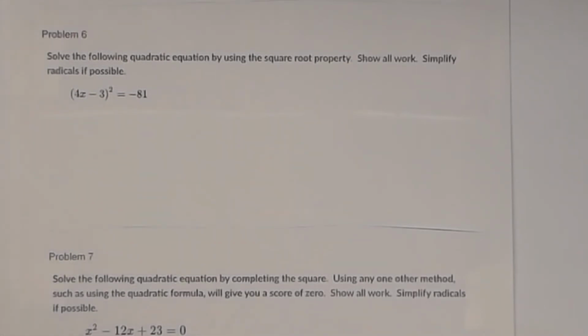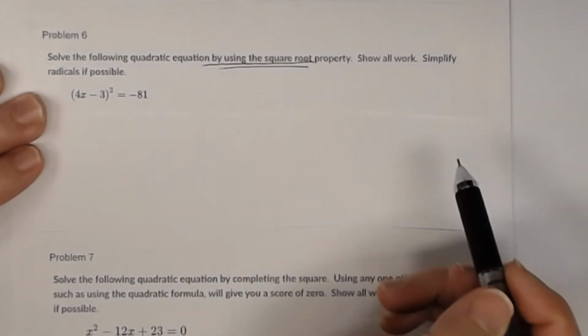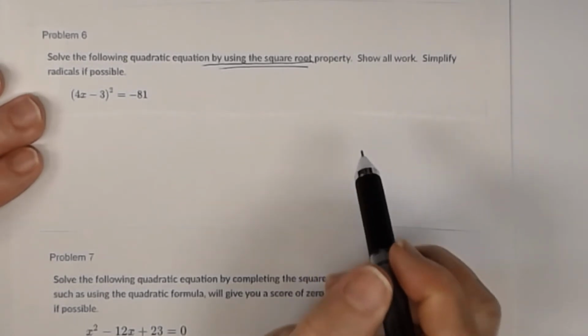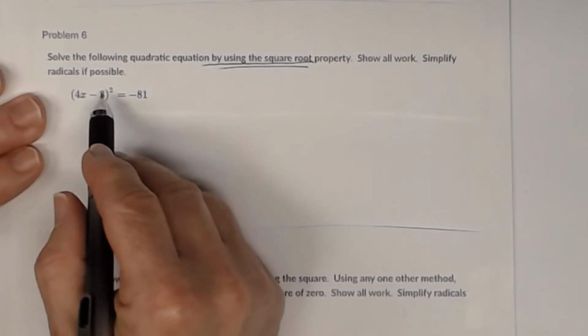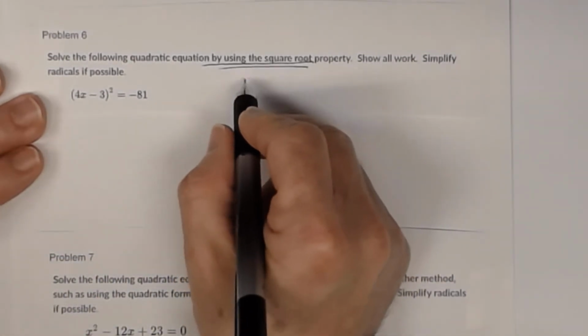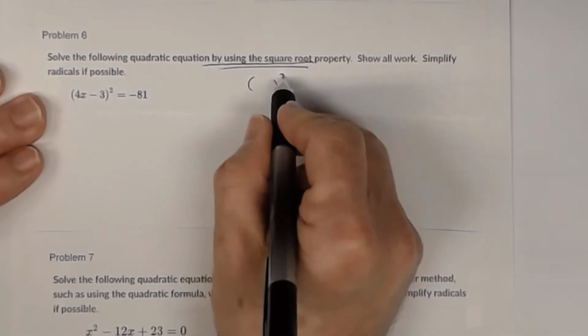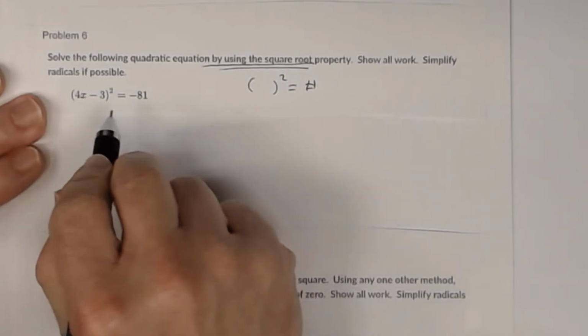All right, so problem 6 says solve the following quadratic equation by using the square root property. Again, follow directions. Use the square root property. Show all work and then simplify radicals if possible. So what you have to do here, notice that when you're using the square root property, you can use the square root property to have, remember, something squared equal a number, and then you could take the square root of both sides. And so that's what you see here.